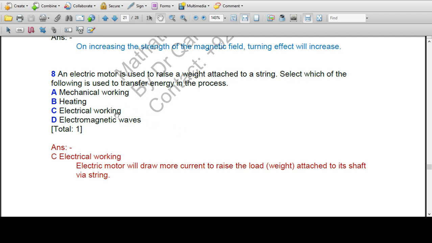An electric motor is used to raise a weight attached to a string. Select which of the following is used to transfer energy in this process. Electrical energy is transferred to mechanical energy. So, electrical working.